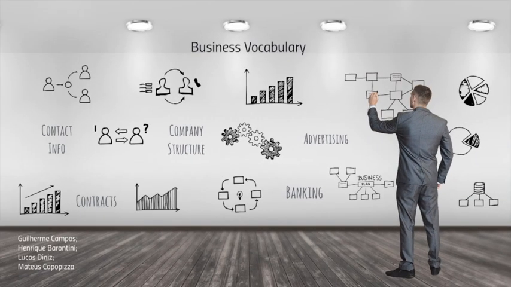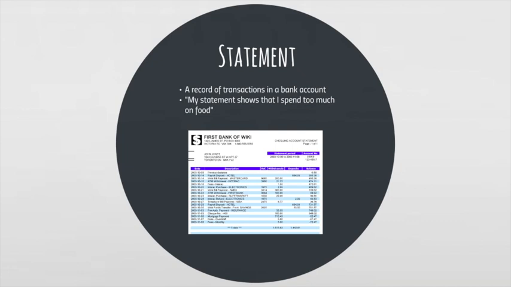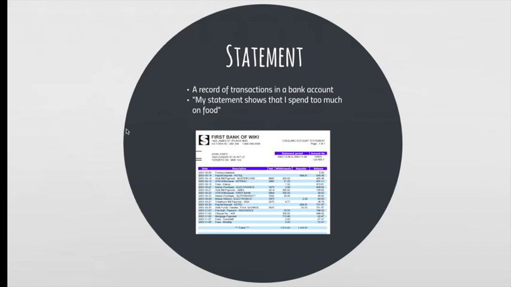Okay, so the next topic is banking. The first word in this topic is statement. This statement is a record of transactions in a bank account. Like when we buy stuff with our credit cards, what we bought is shown on our statement. An example of the word statement is, my statement shows that I spent too much on food.